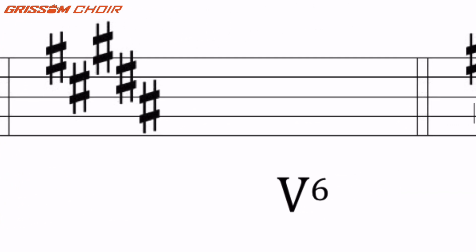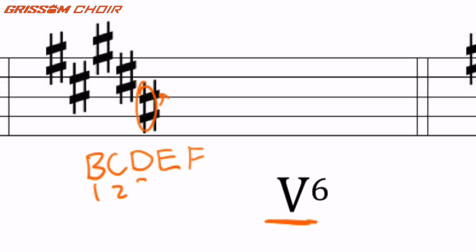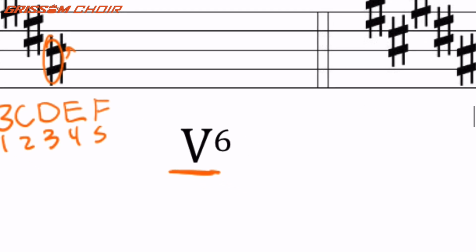5 sharps. 5 sharps, we look at the last sharp, go up 1. 5 sharps would be B major. We're looking for a chord built on the 5th scale degree. Counting B as 1, we would go B, C, D, E, and F. 1, 2, 3, 4, 5. So F would be our root of the chord. So then we go F, skip a note, A, skip a note, C.